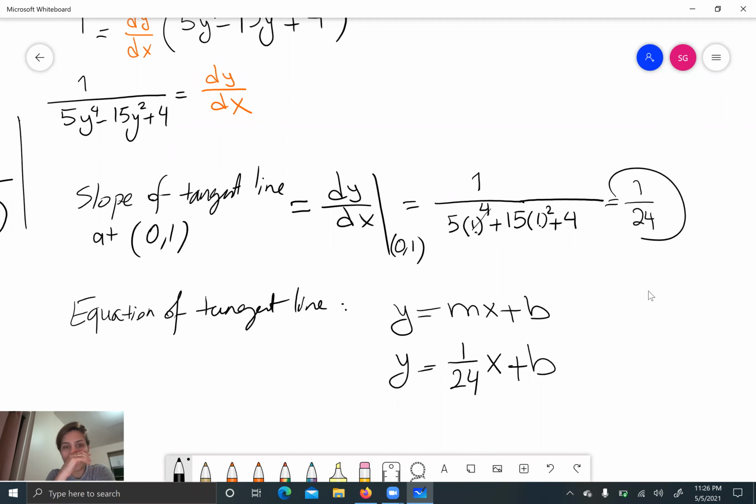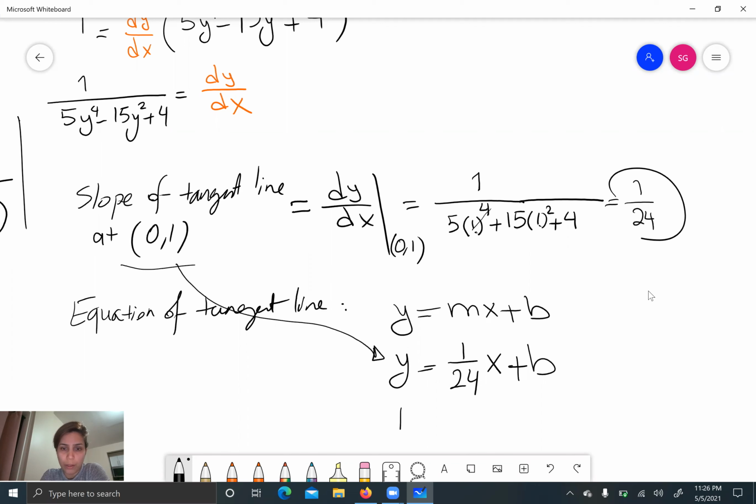Okay, so now that we have the slope, we just need to find the y-intercept for this equation. Because this is the equation of the tangent line at point (0, 1), we know that the coordinates of (0, 1) satisfy the equation. So just substitute 0 and 1 here.